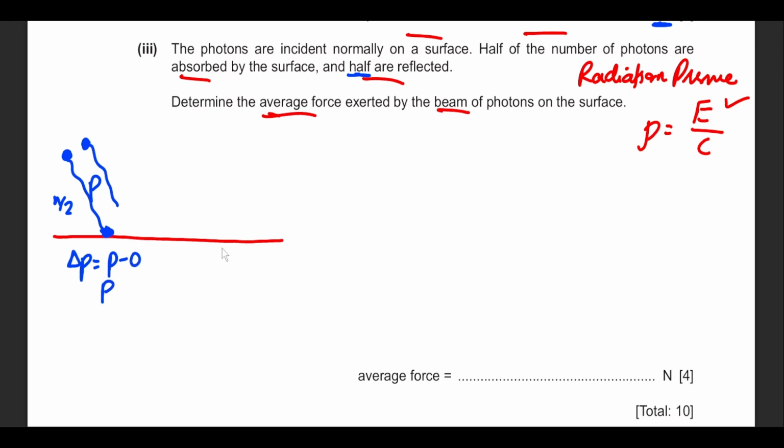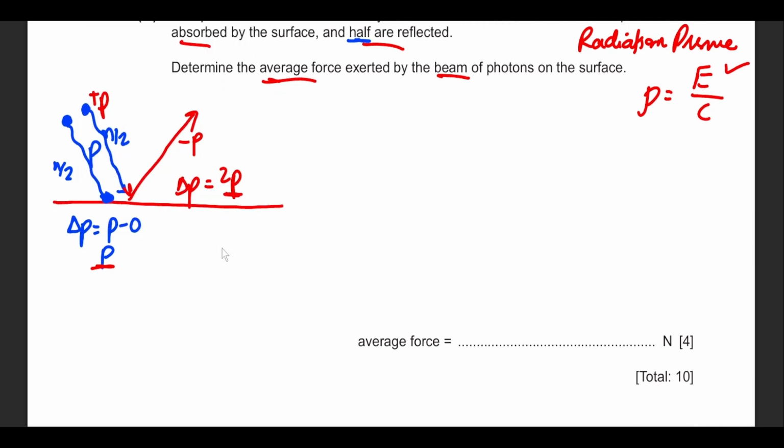For the rest of them, which was again n by 2, half of the photons have actually been reflected back like this. So the brought in momentum is positive p, the reflected back momentum should be negative p, and the change in momentum for this stream should be final minus initial, 2p. So half of them are experiencing a momentum change of 2p, half of them experiencing p. So that's going to be calculated accordingly.